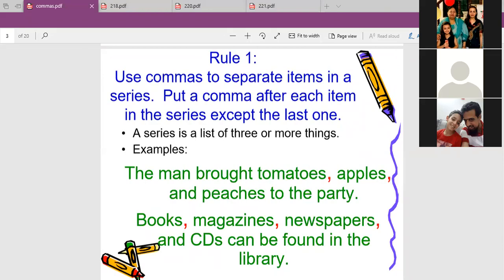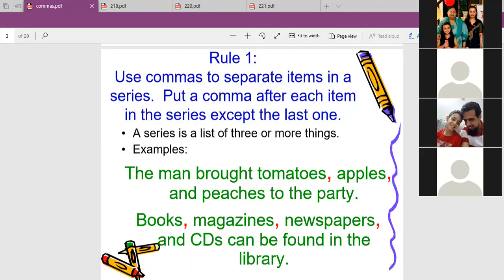Rule number 1. Use commas to separate items in a series. Put a comma after each item in the series except the last one.